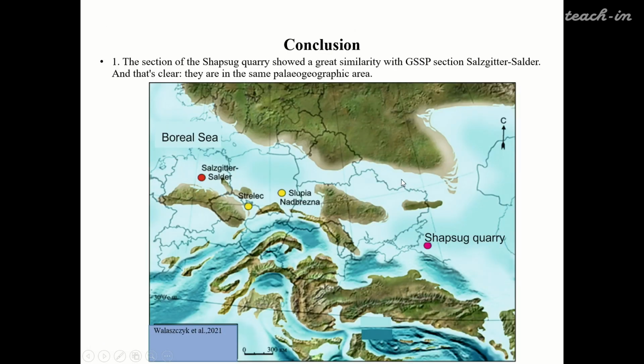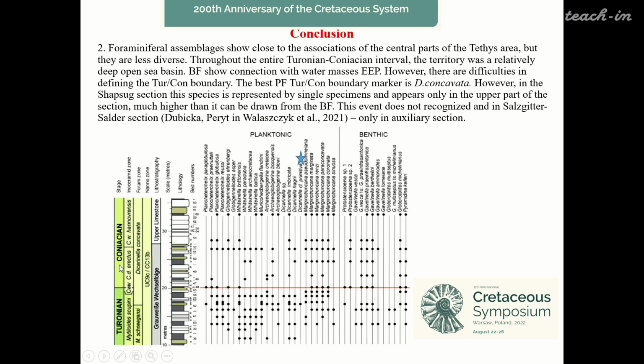Conclusion. The section of Shapsug quarry showed a great similarity with the GSSP section Salzgitter-Salder, and it is clear they are in the same paleobiogeographic area. The foraminiferal assemblage shows a close association with the central part of the Tethys area. However, there are difficulties in defining the Turonian-Coniacian boundary.